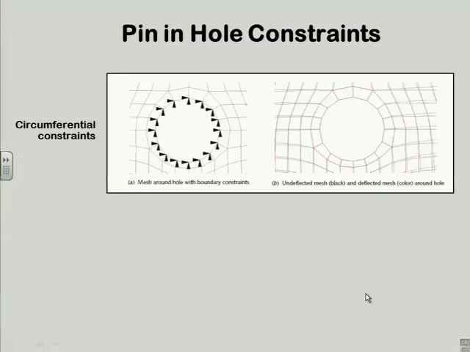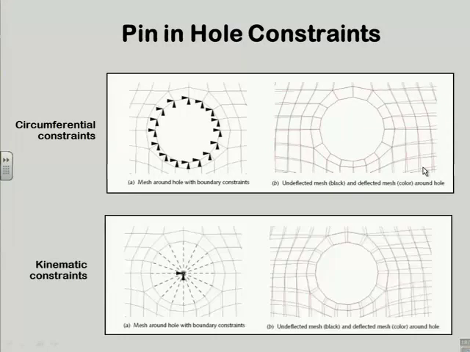So here is that condition. I call them circumferential constraints. So you go in and you tell every one of those nodes that they can't move in X and Y. Then you apply the load, and this depicts the undeflected mesh in black and the deflected in color after the computation is done. And as you would expect, you told these points they couldn't move, and they don't move. And I get that condition.